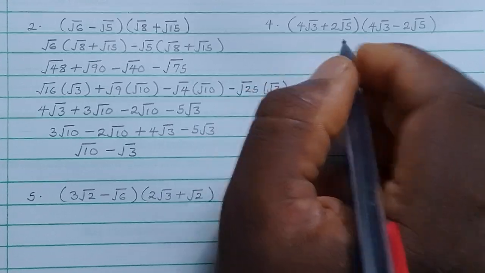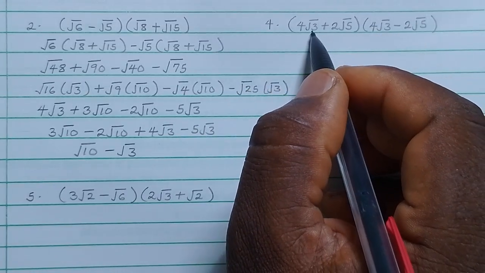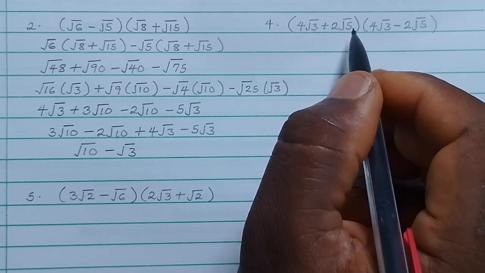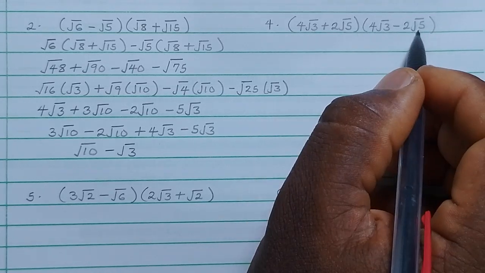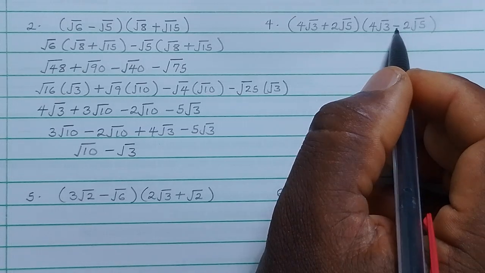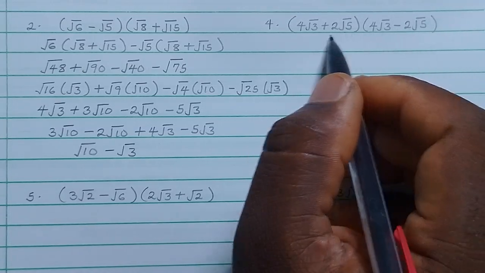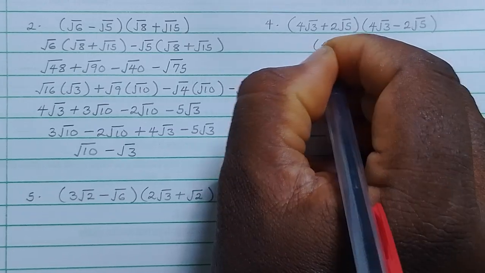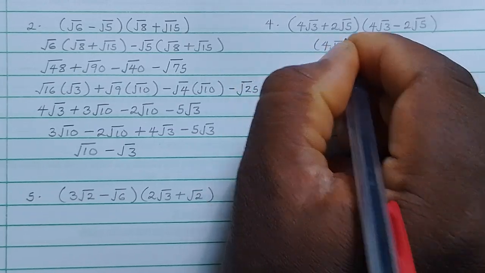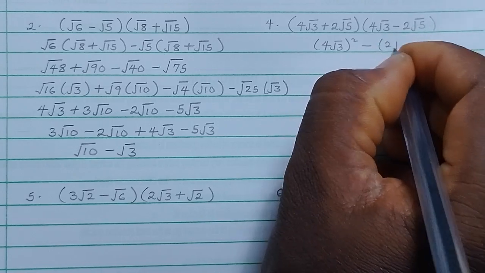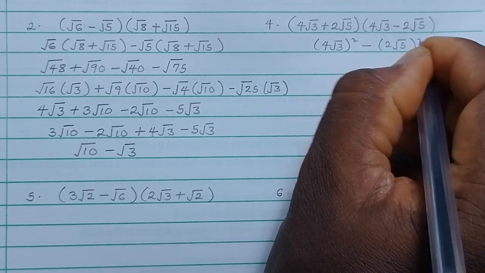Then question number 4. This term is present here, is also here. This term is present here, is also here. The only difference is we have positive here and we have negative here. So I'm going to apply the principle of difference of 2 squared. So this is 4 root 3 whole squared minus 2 root 5 whole squared.